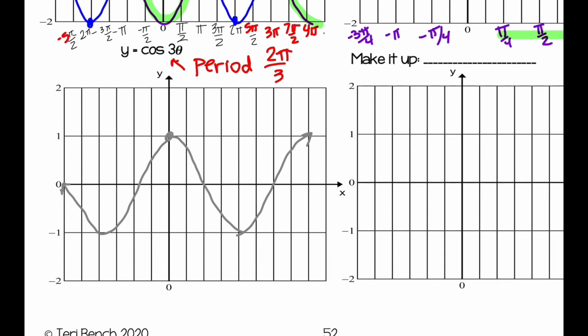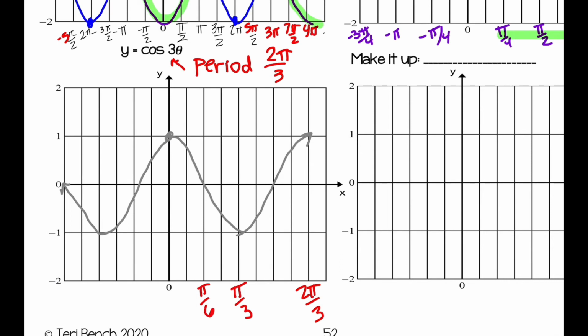And then what I can do, because there are no other changes here, there's no reflection, there's no amplitude, there's nothing else I have to consider, is say, well, since I have to do the entire thing in 2 pi thirds, the entire thing from here to here, just call that 2 pi thirds. So this is 2 pi thirds, which would make the halfway point pi thirds, which would make the halfway point of that pi sixths.